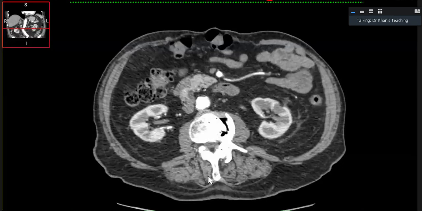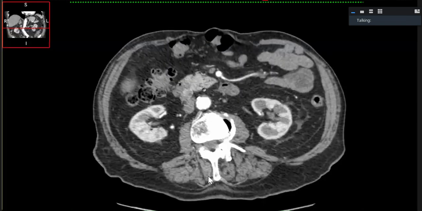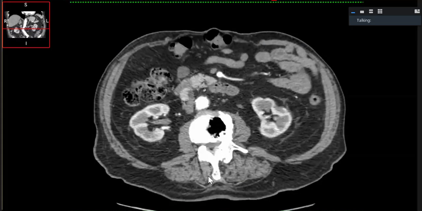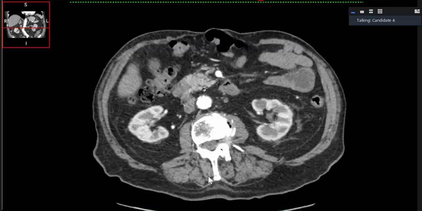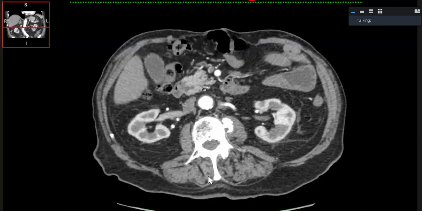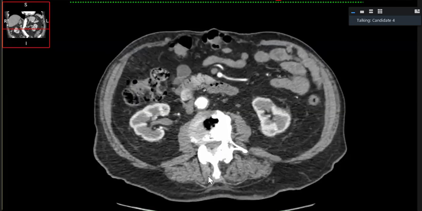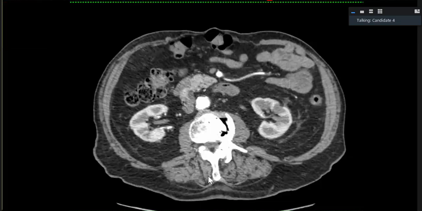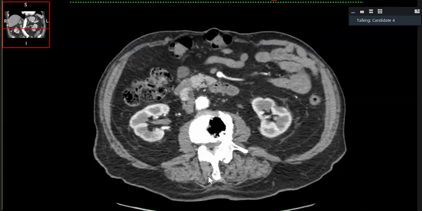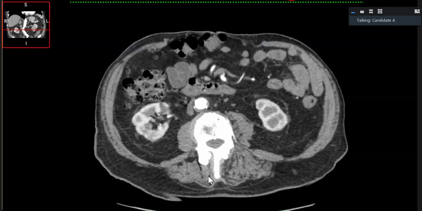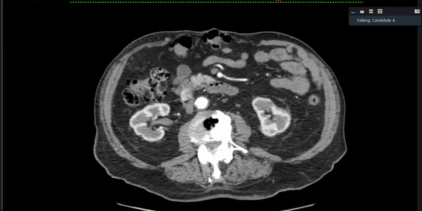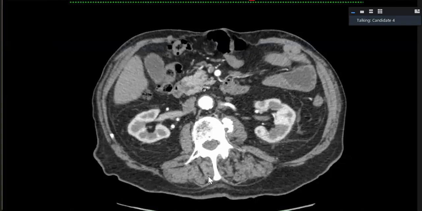What is the relationship with the duodenum? It is inseparable from the duodenum, from the second part of the duodenum. And it shows enhancement in the arterial phase. Okay. So keeping it with the enhancing tumor, I am concerned about a neuroendocrine tumor in this region.